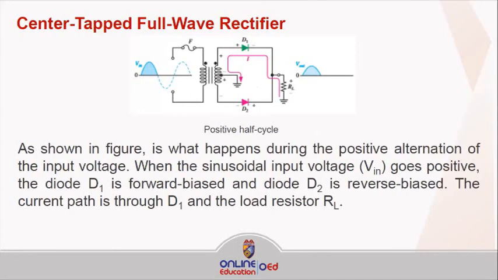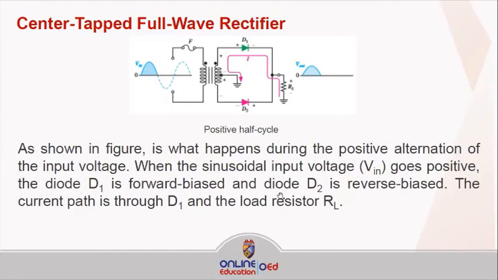Okay, now, how about the positive half cycle for a center tap full wave rectifier? As shown in the figure is what happens during the positive alternation of the input voltage. When the sinusoidal input voltage Vin goes positive, the diode 1 is forward biased and the diode 2 is reverse biased. Okay, nangyayari dito sa positive half cycle ng center tap full wave is when the sinusoidal input voltage, ito, Vin, goes positive. Pag goes positive ito, ang diode 1 is in the forward bias. Okay, it means it allows the current.